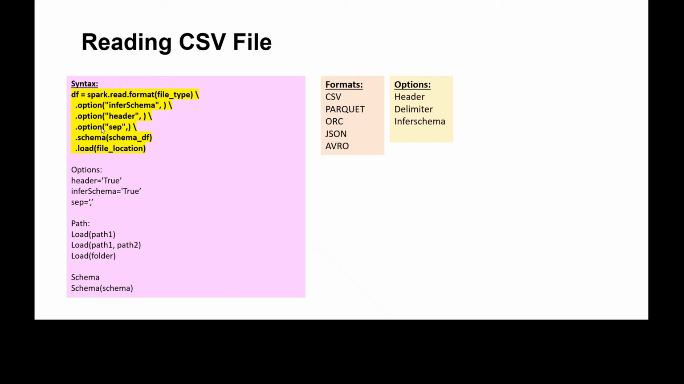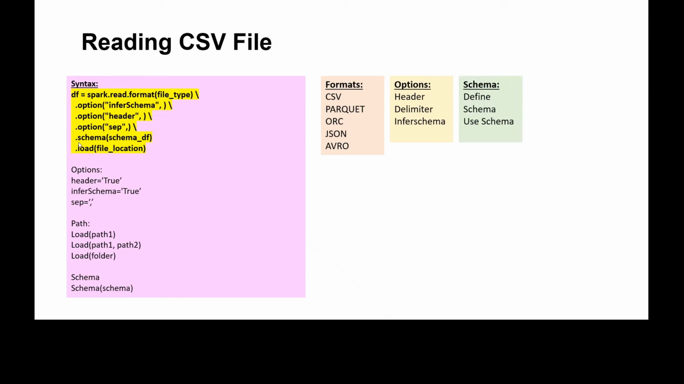Coming to next option, that is separator. That is nothing but delimiter. So in our CSV file, now we could use delimiter, comma, semicolon, colon, a tab. It could be anything. So if you want to define that option, then we can go for this keyword.